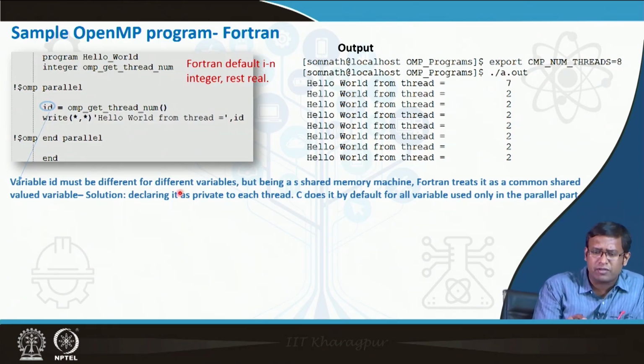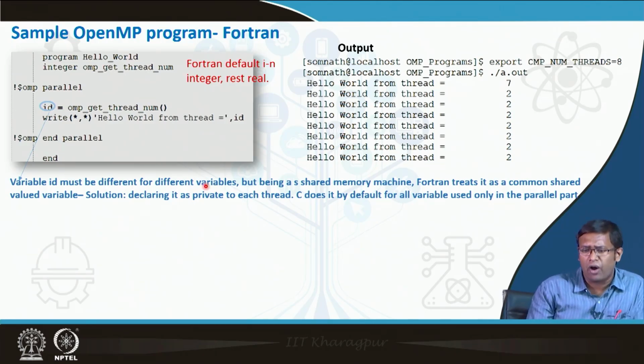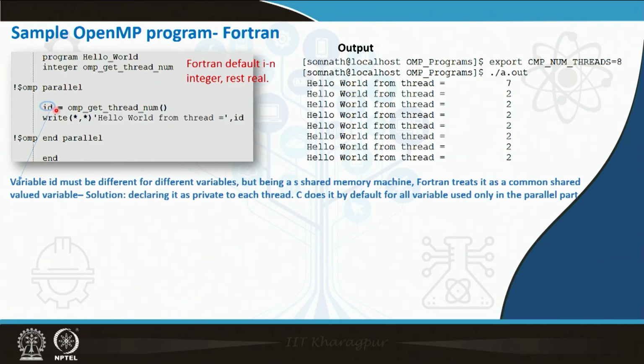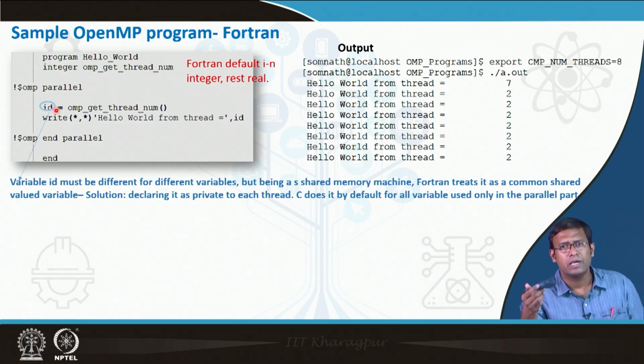So variable ID must be different for different threads. However, since it's a shared memory system, if one thread writes something, other threads might pick up the same value written by another thread, not their own value. So the solution is declaring it as private to each thread. Instead of being a shared variable, ID should be defined separately as a private variable, that is not shared. Each thread has its own copy of the variable ID.